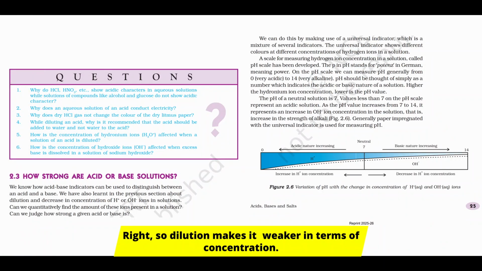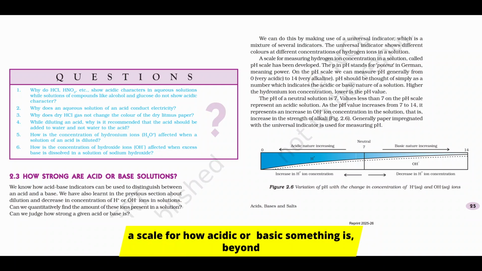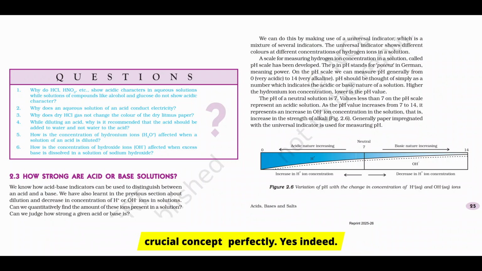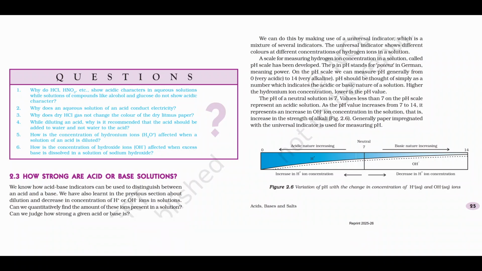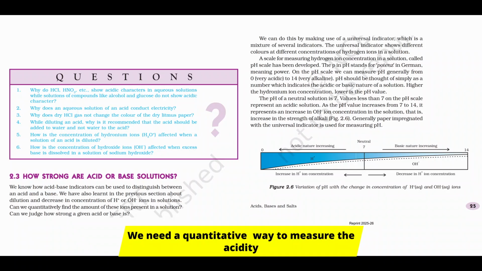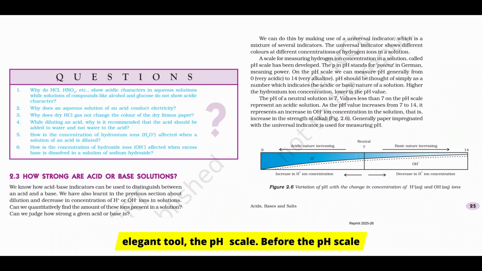Right, so dilution makes it weaker in terms of concentration. This makes me wonder, how do we actually quantify that strength? Is there like a scale for how acidic or basic something is beyond just strong or weak? You're anticipating the next crucial concept perfectly. Yes, indeed. Simply saying strong or weak isn't always precise enough. We need a quantitative way to measure the acidity or basicity, specifically by measuring the hydrogen ion concentration. And for that, we have a very elegant tool, the pH scale.